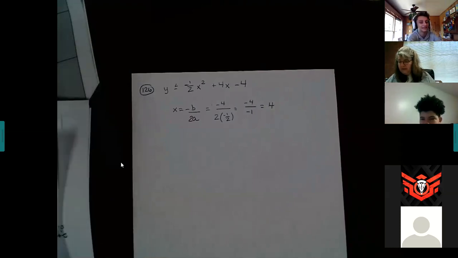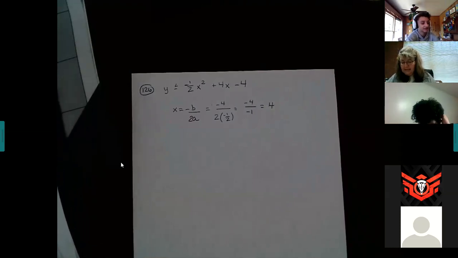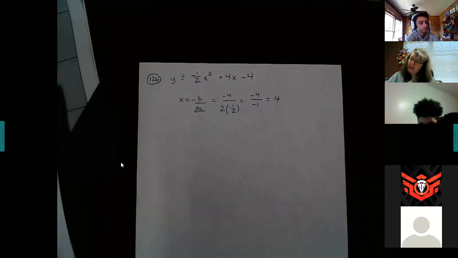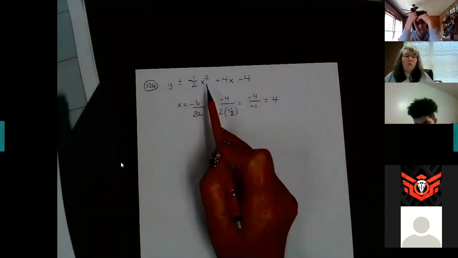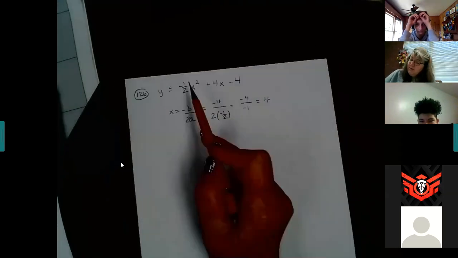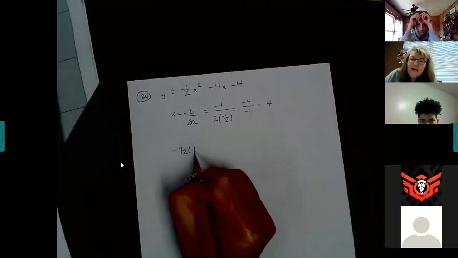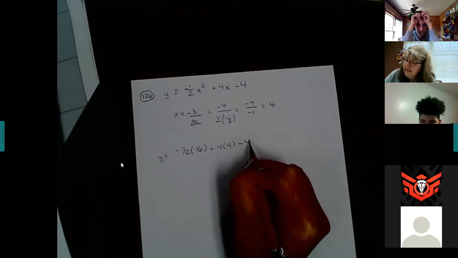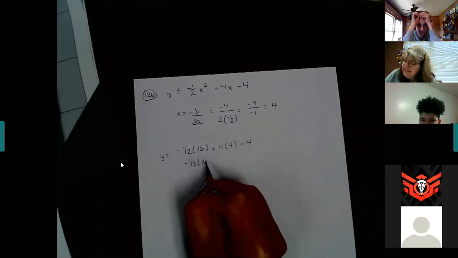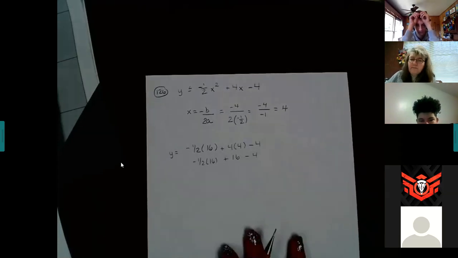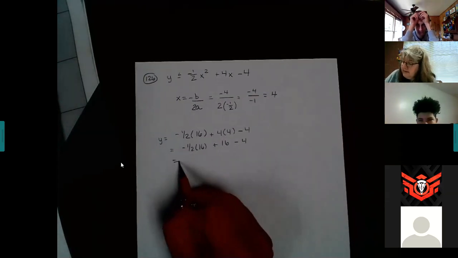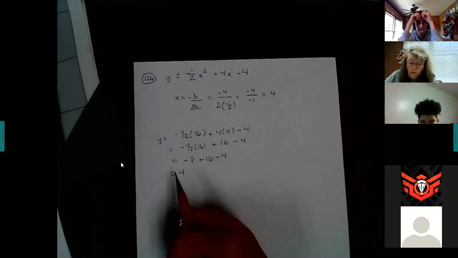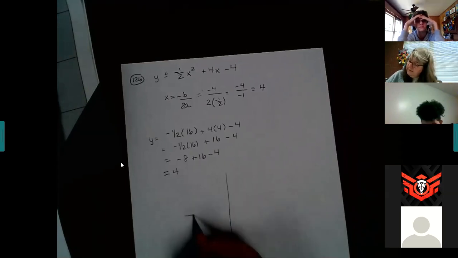Once we got the +4, we plug that back in to find the y value. Some of you are struggling on the plugging it back in. When I plug it back in, I do order of operations. I have to do exponents first. So it's going to be -1/2 times 16, because 4 squared is 16, plus 4 times 4, which is 16. What's -1/2 of 16? -8. So -8 plus 16 is 8, minus 4 is 4. So my vertex is 4, 4.